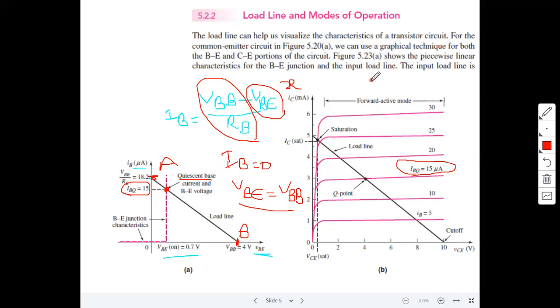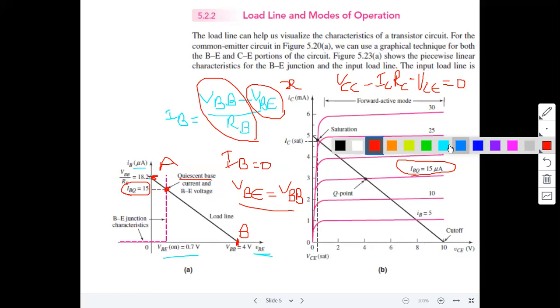First of all, note down the KVL equation. What is the KVL equation here? VCC minus IC into RC minus VCE is equal to 0. This is the output KVL equation. In that expression, VCE is the output voltage that is related to the x-axis. Similarly, IC is the output current that is related to the y-axis.